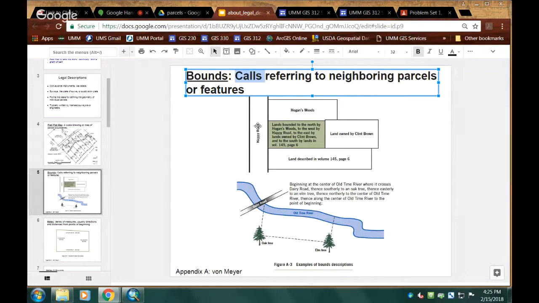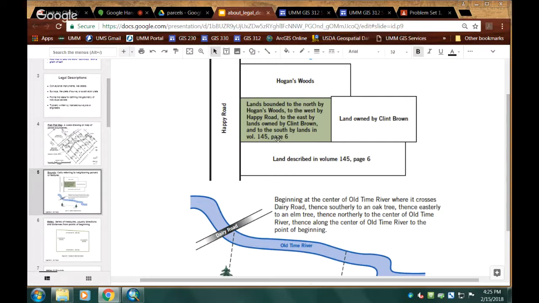Let me zoom in here if I can. And this again is from your textbook. So this is a call. Lands bounded to the north by this is a boundary call. Lands bounded to the north by Hogan's Woods, to the west by Happy Road, and to the east, blah, blah, blah, right? Usually if you refer to land owned by someone else, you refer either to the name or ideally to the book and page number where that deed is registered in the Registry of Deeds, or both. So a good surveyor will include both.